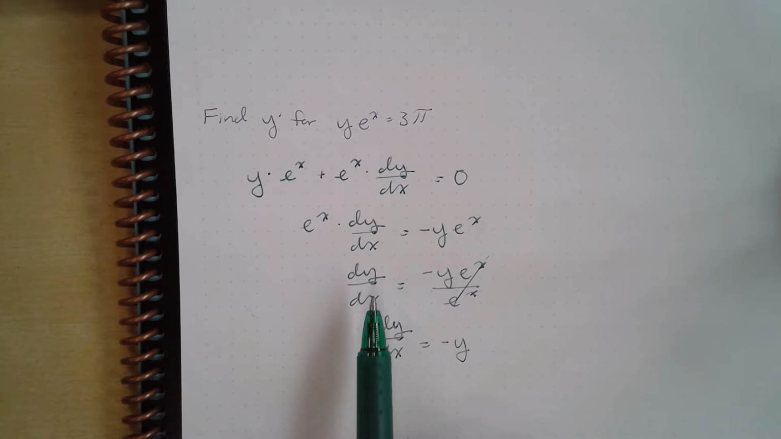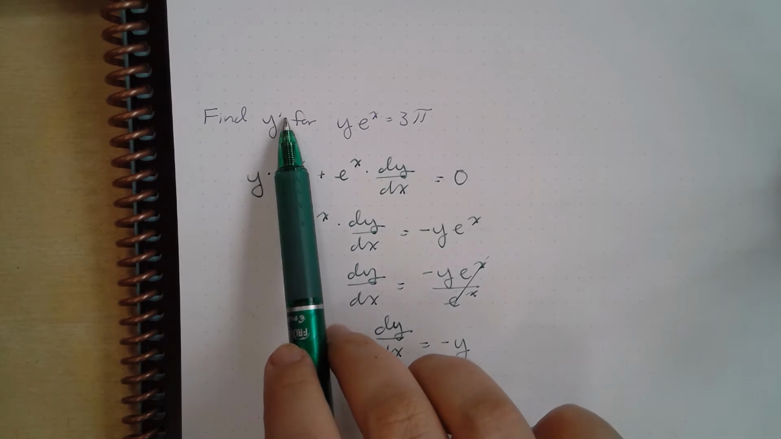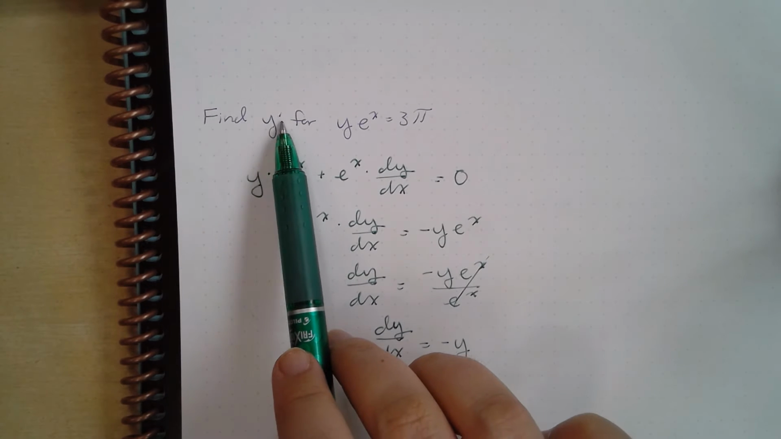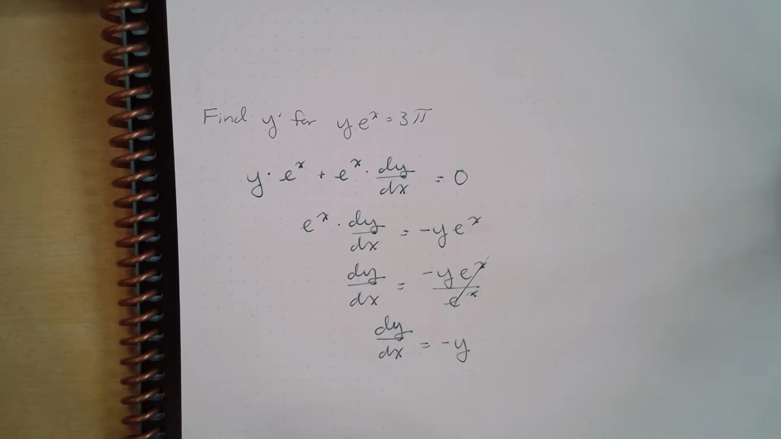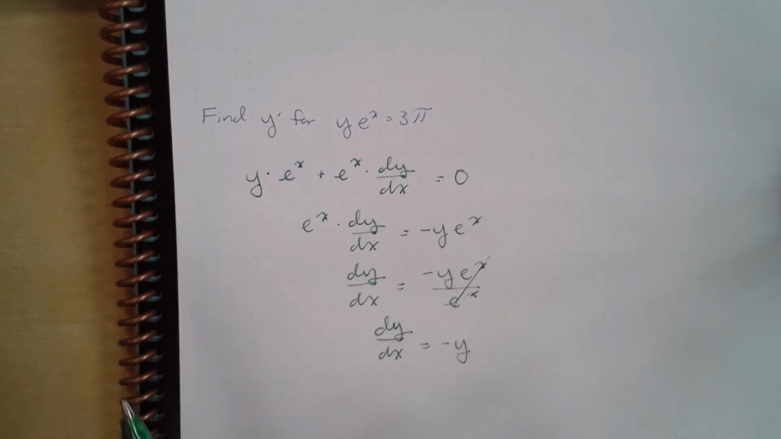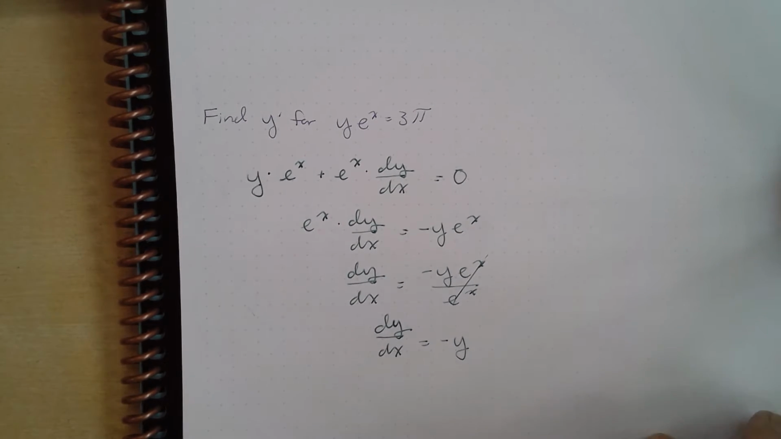I personally like to use dy over dx when I'm doing implicit differentiation, mostly because I think that y prime, at least with my handwriting, sometimes I miss it. And so I just try to be a little more careful with it and keep it in there to keep things clear for myself.